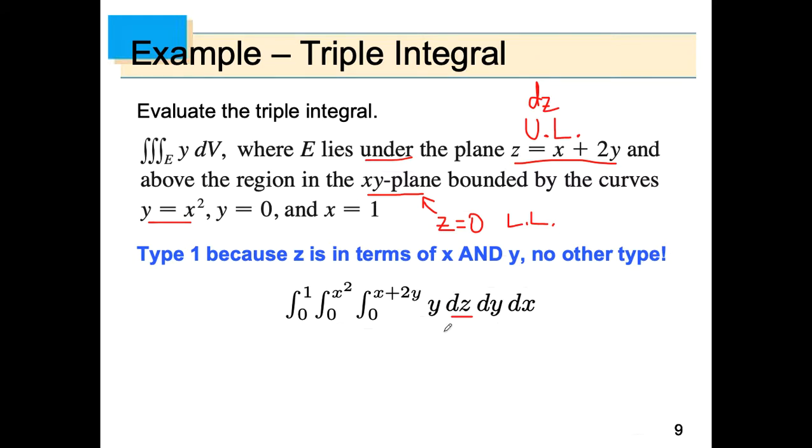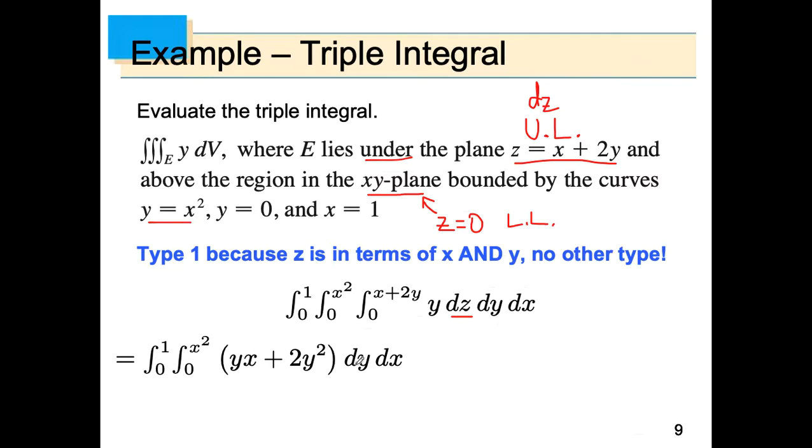Now we go ahead and integrate this. There's no z in my integrand, so my antiderivative is just going to be z times y. And then I'm going to replace the z with the x plus 2y. And I went ahead and took the liberty of distributing the y at the same time. So I ended up getting this here. So again, pause the video. Try to get this yourself by doing the intermediate steps.